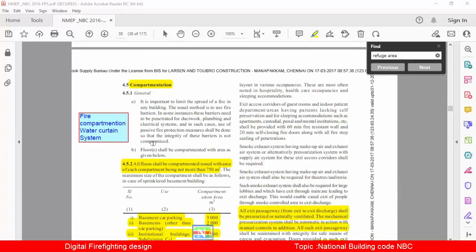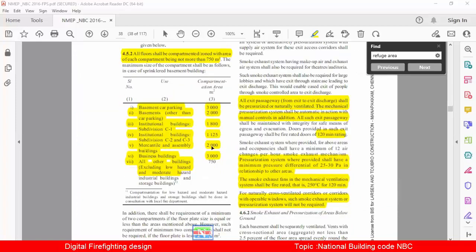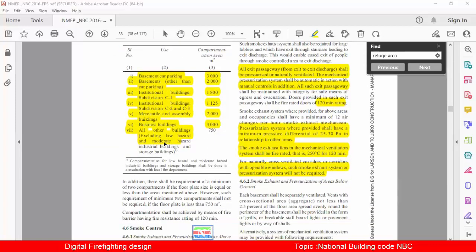Water compartmentation, I think we will learn this, right? Water curtain, what is the area?